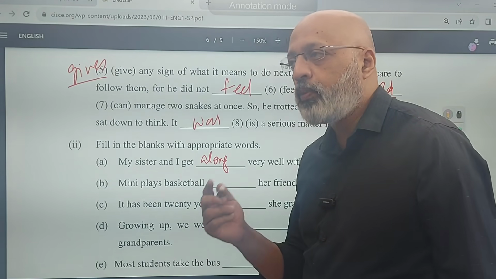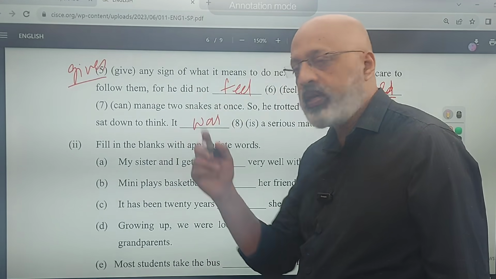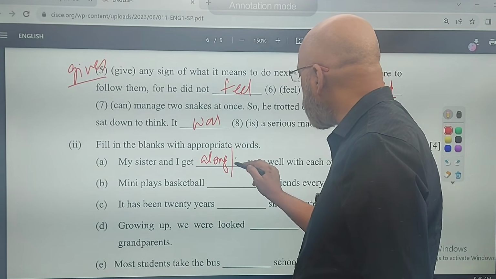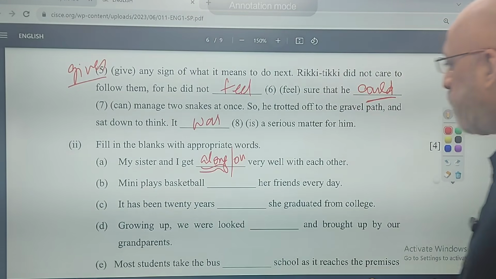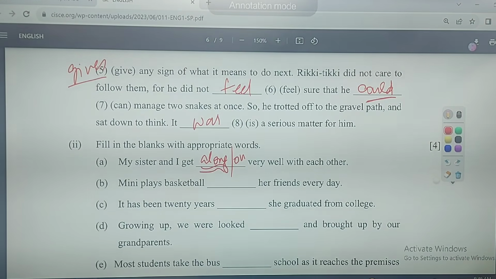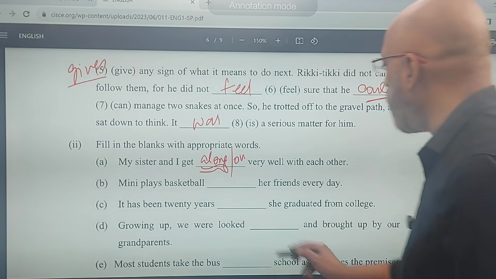Get on, however the problem is that get on has other meanings too, but get on also may just be acceptable, but I would go along with get along more, it would be preferable. Okay, Minnie plays basketball with her friends. This is pretty easy, with her friends.